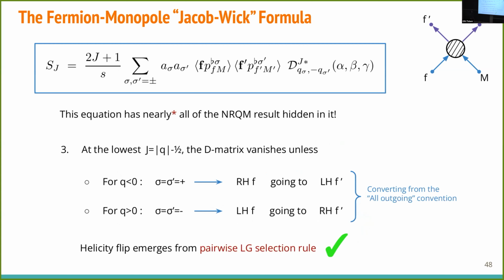And last but not least, at the lowest partial wave, when J equals exactly the absolute value of Q minus a half, if Q is negative, I can only choose these sigma labels such that it's a right-handed fermion going to a left-handed fermion. And if Q is positive, I can only choose them both to be minus. In that case, it's left-handed going to right-handed. So we're proving by our selection rule that the amplitude has to be 0 unless there's the helicity flip process.